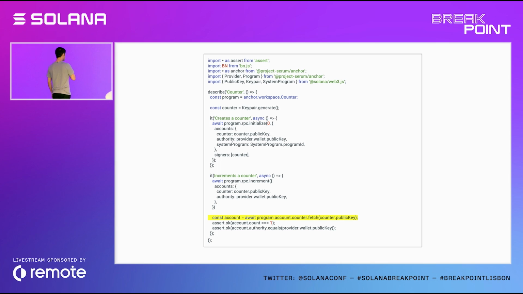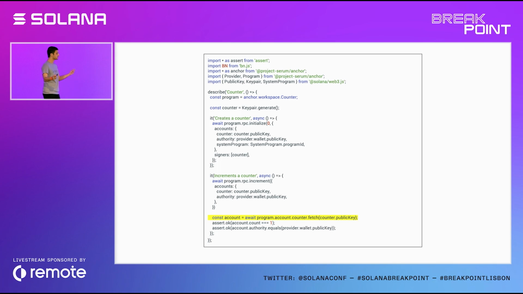Next, we have this new line right here. We have this new account variable that we're defining. This is basically fetching the account from the blockchain, deserializing it, and giving you a TypeScript type. So we have program.account. So instead of RPC, we're using this account namespace that gives you access to all of the accounts that are declared inside of your program. So here we have this counter account, which corresponds to the Rust struct in our contract. And then we fetch it with a pub key, and that will return to you an account.